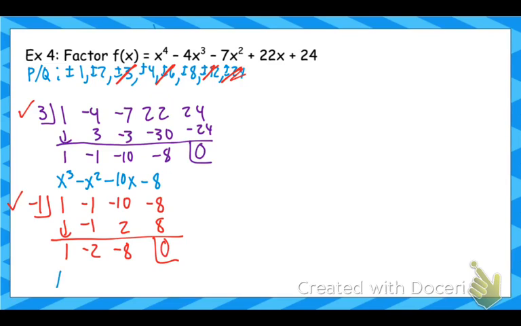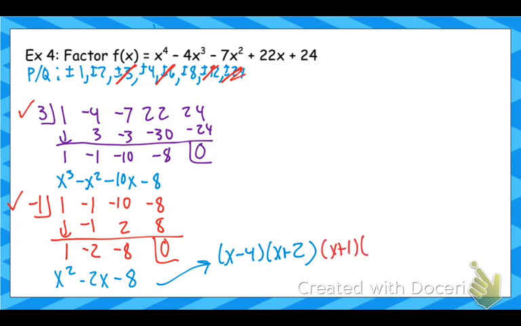Now our remaining function is down to a quadratic. That's a quadratic that we can factor. So we'll go ahead and factor that. A was 1, so that's an easy, quick factor. Multiplies to negative 8 and adds to negative 2. Then we also include the other 2 factors that we know based on getting 0 as a remainder. So x plus 1 and x minus 3. So this is the fully factored form of our original equation.